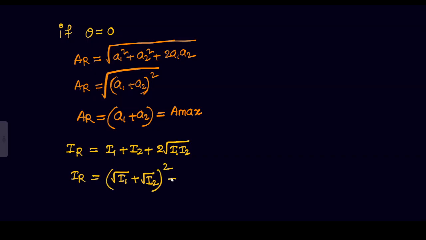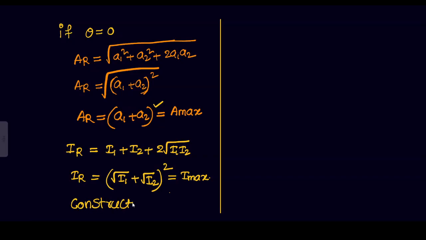Now here in this case, this is the maximum intensity. This is called I max. So we have the maximum intensity possible if theta equals 0 degrees. The maximum amplitude is this much, and this is the maximum intensity. Now if theta equals 0, then we call this constructive interference. This is called constructive interference.